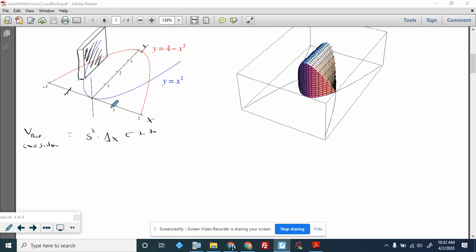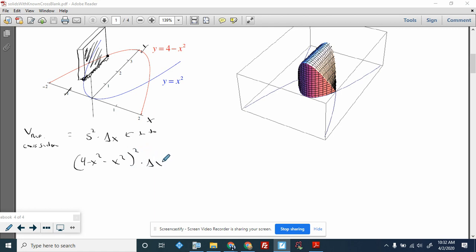So now you're like, yeah, well, what the heck is S though, right? S is the side of that square. So S runs from this red curve down to that blue curve. So that distance is going to be S. And you're like, well, how do I find the distance between two curves? Well, it's just going to be the greater value minus the lesser value. It's going to be the greater y minus the lesser y. So it's going to be 4 minus x squared minus x squared. And that'll get you this distance right there. So that is your side.